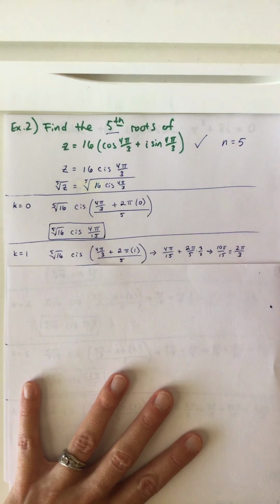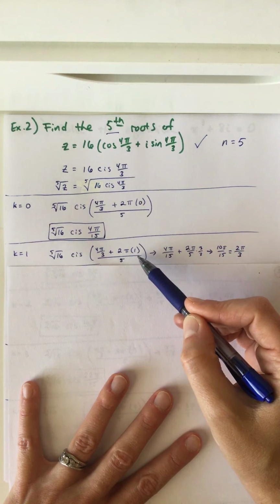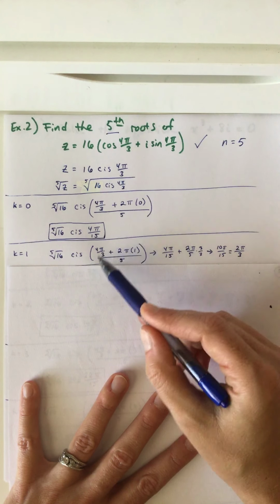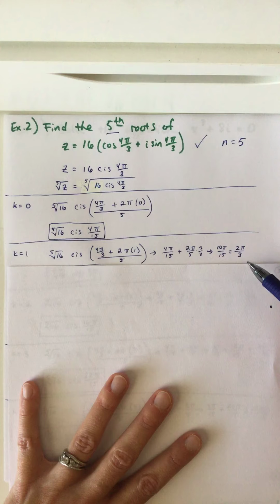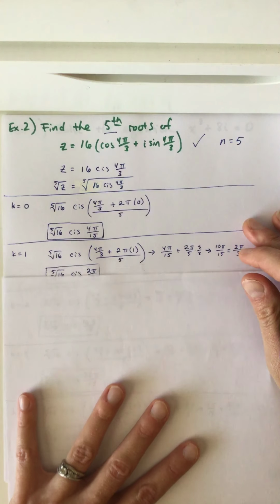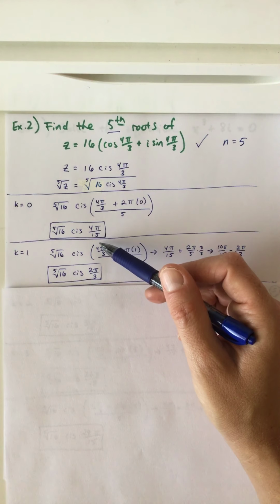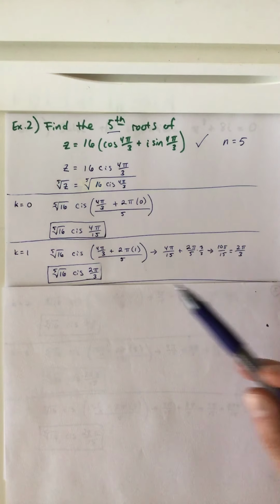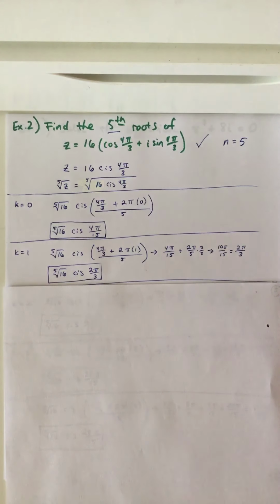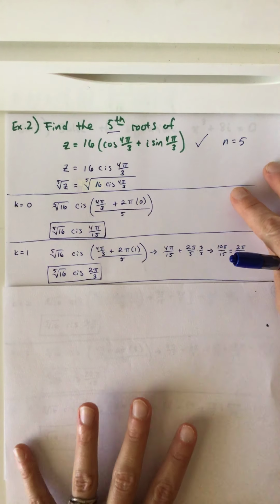If k equals 1, instead of 0 here we have 1. So you've got to do a little bit of work to simplify the fractions here, and you should end up getting 2 pi over 3. Again, since some of the roots end up being in trig form, you can just leave them all in trig form. We could simplify this, but we can just leave it in trig form.